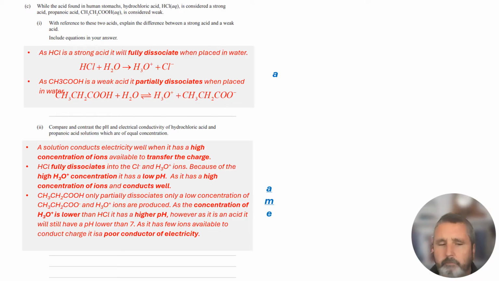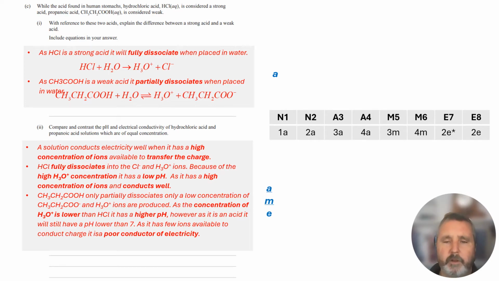If we understand that the conductivity is related to the concentration of ions present, that's an achieved. If we link the degree of dissociation, that is that we say it fully dissociates, so there's a high concentration of ions in both solutions, then we've got a merit. Or if we said one of these points correctly, like HCl fully dissociates, produces lots of ions, therefore the ions are able to conduct electricity well. If we covered all points, then we get an excellence.